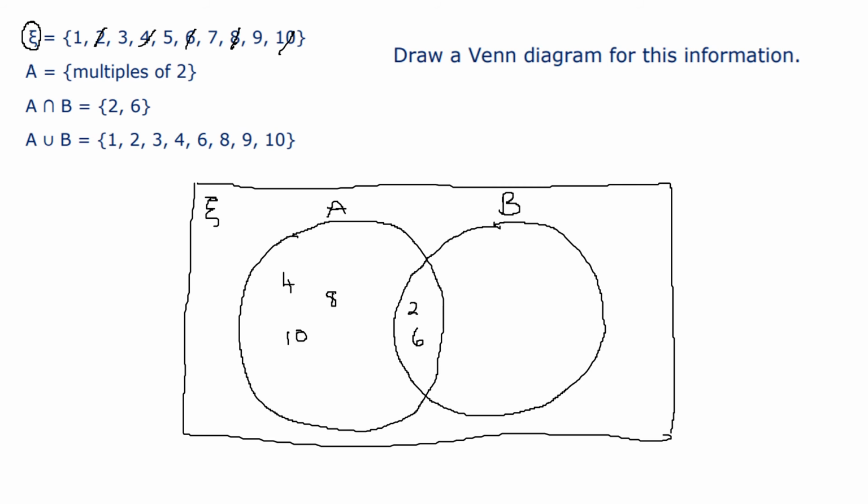So if we have a look, I've got to put the odd numbers in from the union of A and B. Those are going to be in B. I've already put 2, 4, 6, 8 and 10 into set A, so I'm going to put 1, 3 and 9 into set B. And then finally I've got 5 and 7 left. Those are not in set A or set B, so I'm just going to put them somewhere outside my circles, but still within my universal set.